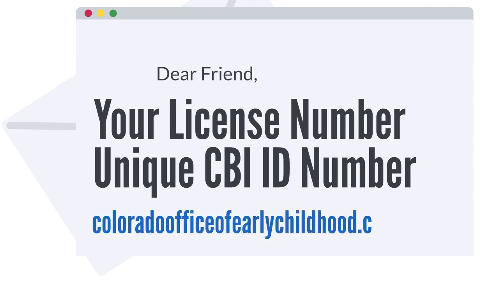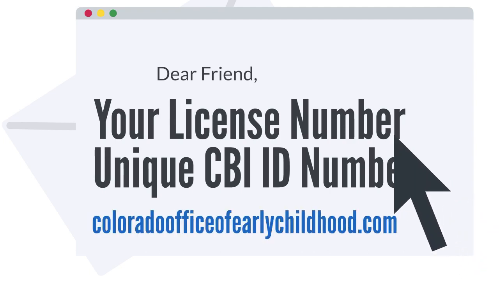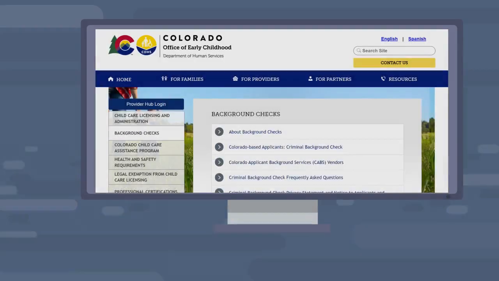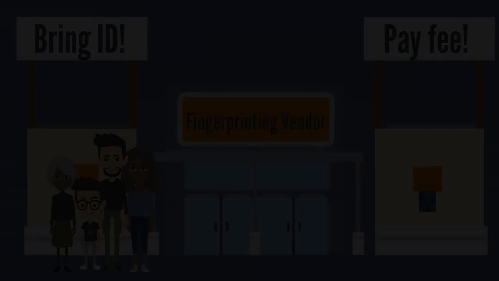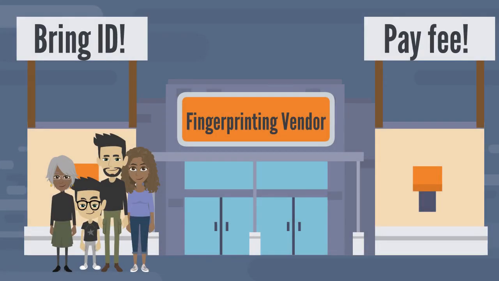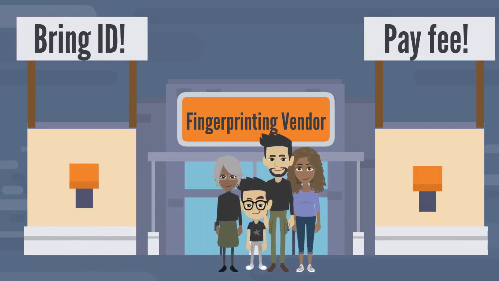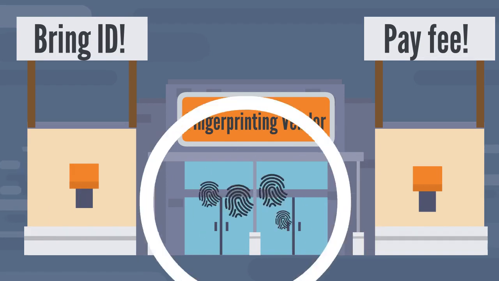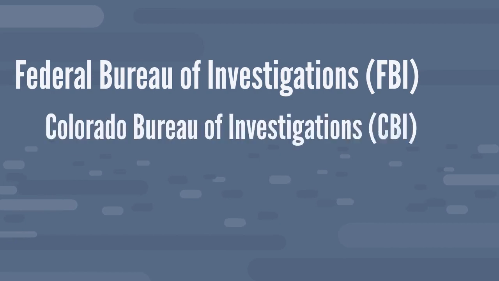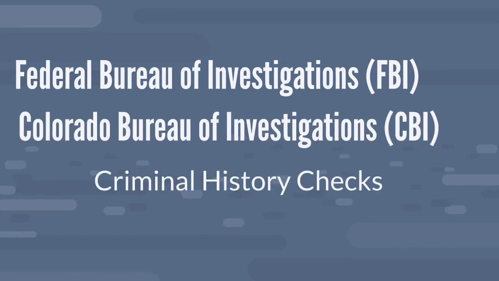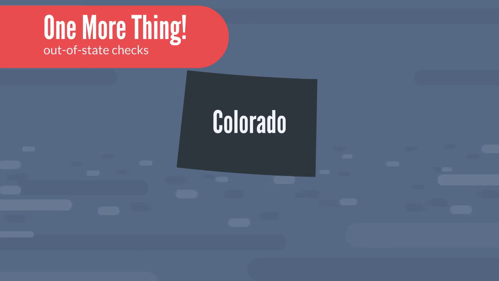This email will also include links to the background check page on the Office of Early Childhood website, where you can find the instructions you'll need to schedule your fingerprinting appointment. When you have your fingerprints taken at one of the vendors responsible for fingerprinting services, they will transmit your fingerprints electronically, and these will be used to run two more background checks, an FBI criminal history check and a CBI criminal history check.